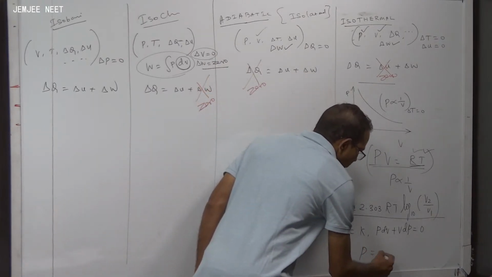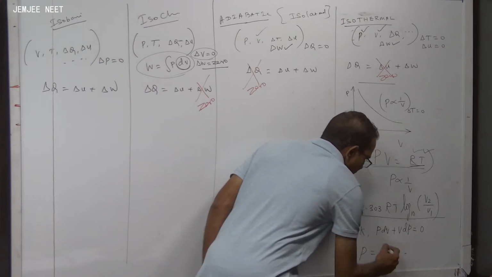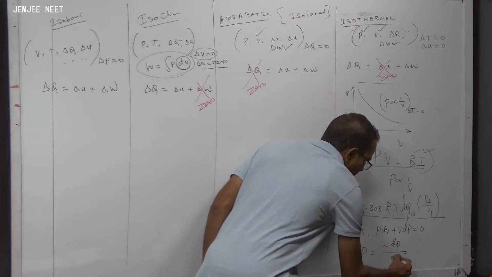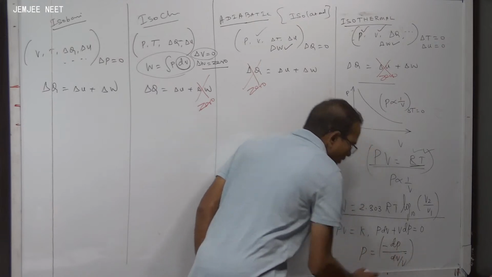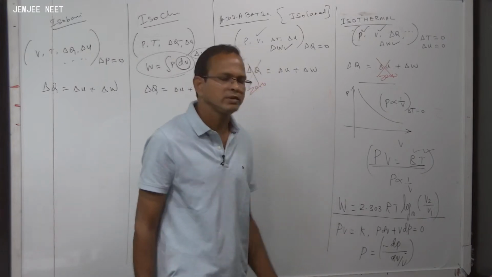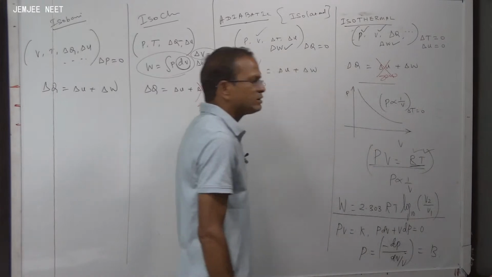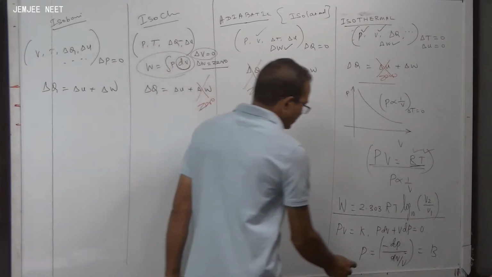So P is equal to minus dP by dV by V. What is this? Can you guess? Can you find it? Change in pressure by change in volume. Yes, this is what is called bulk modulus. It's the bulk modulus in isothermal change, and it is nothing but pressure.